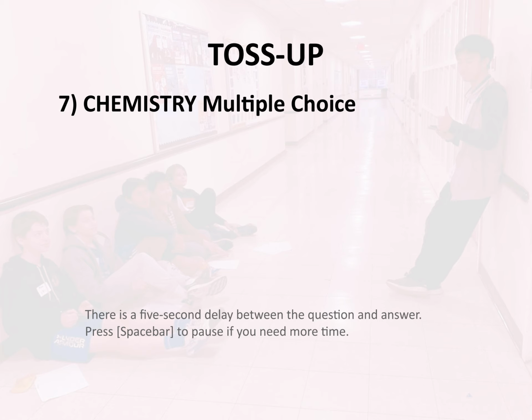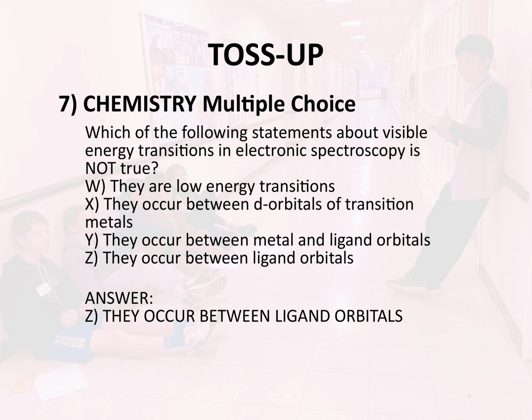Toss-up 7. Chemistry. Multiple choice. Which of the following statements about visible energy transitions in electronic spectroscopy is not true? W. They are low energy transitions. X. They occur between d orbitals of transition metals. Y. They occur between metal and ligand orbitals. Z. They occur between ligand orbitals. Answer. Z. They occur between ligand orbitals.